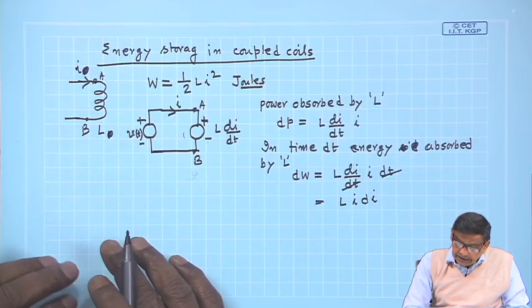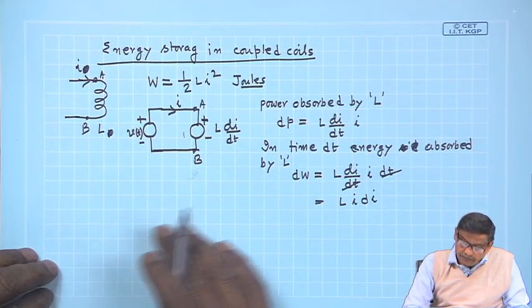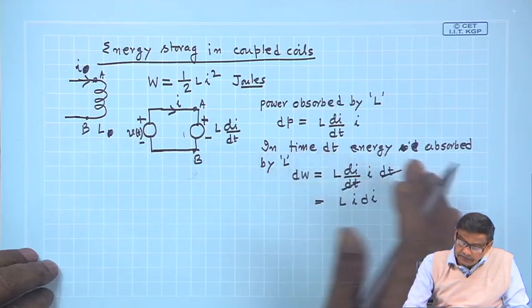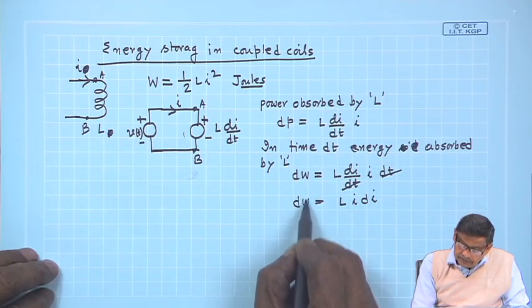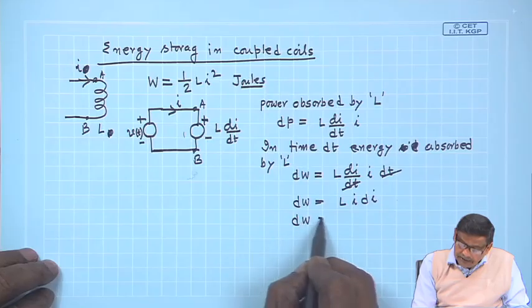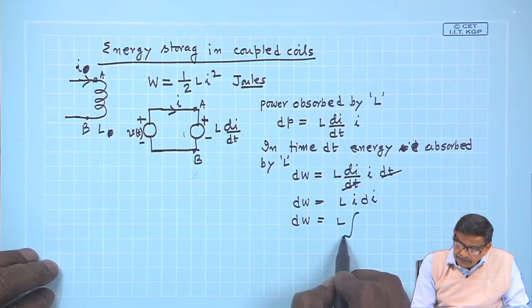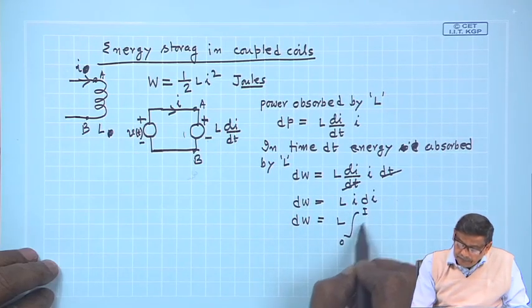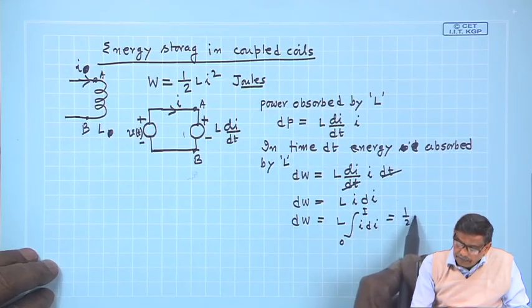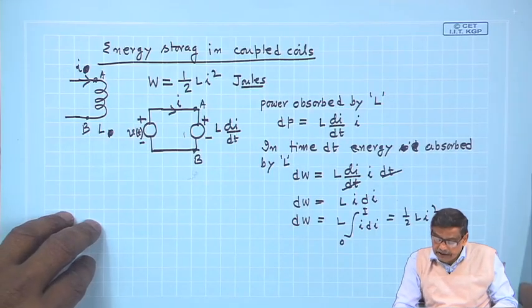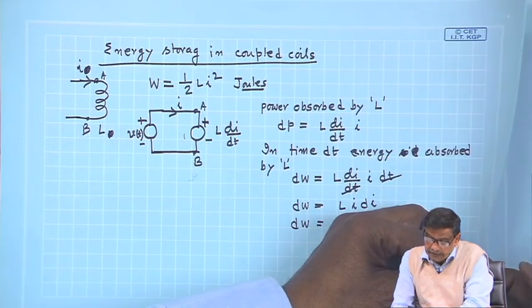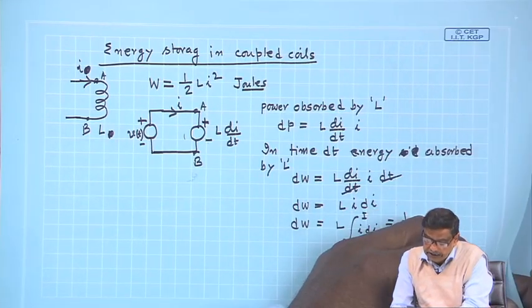Therefore, if you are changing the current from, say, 0 ampere to some certain ampere I, it will be integral from 0 to I of L i di, and that gives you half L I square, a very familiar result, you know that. Now, let us see how you calculate the energy storage in a coupled coil.